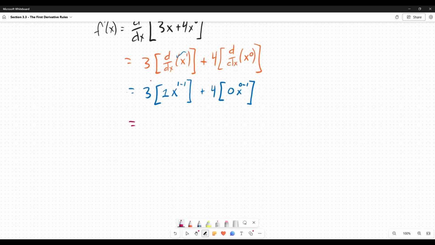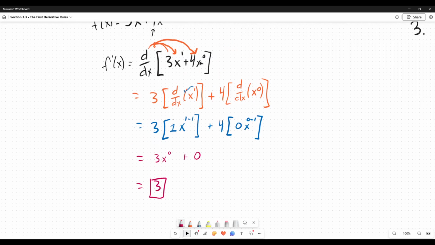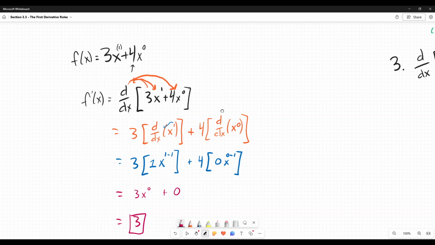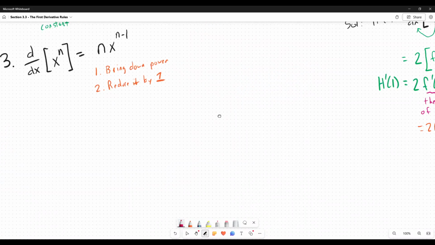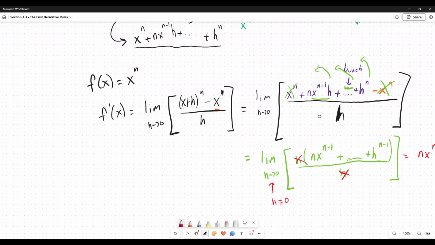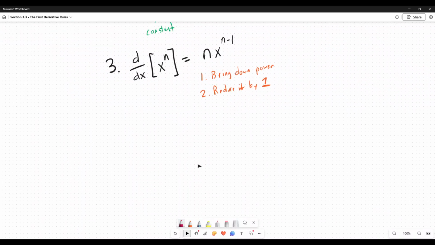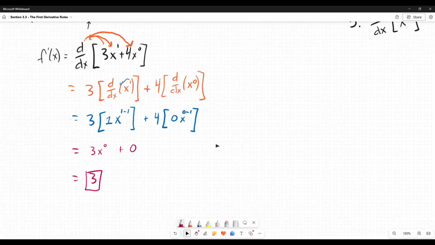So, 3 times 1 times x to the 1 minus 1, well, that's 3 times x to the 0. And 4 times 0 is 0, so our answer is 3. Notice, we got the same answer we always knew was true. This was a linear function with a constant slope, and we were able to find it without directly using the definition. We used the definition to find the rule. So the rule is based on the definition, but we don't have to use the rule.